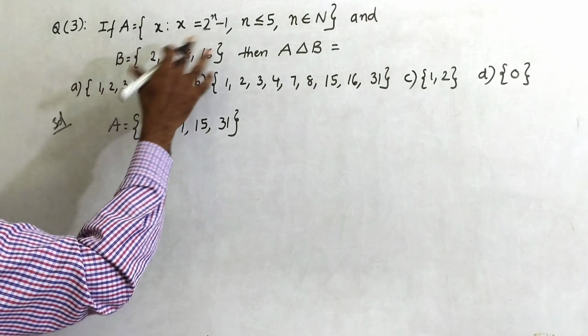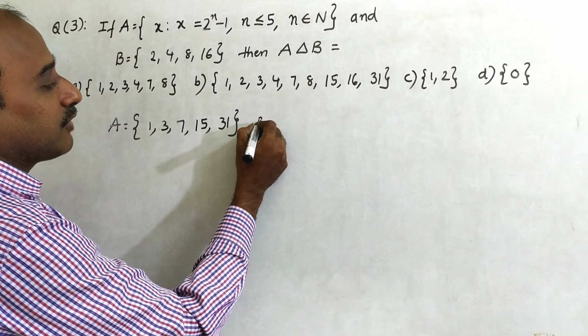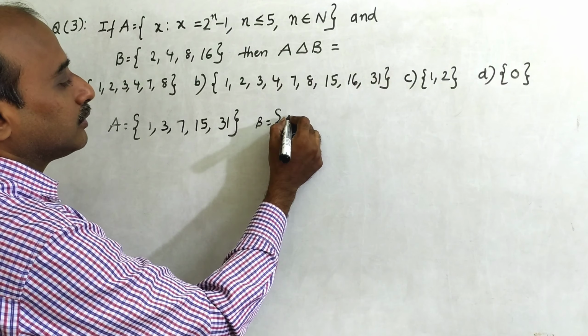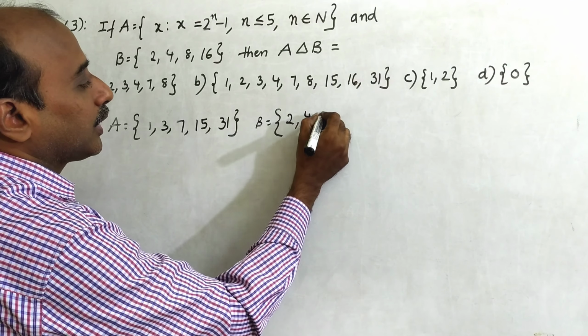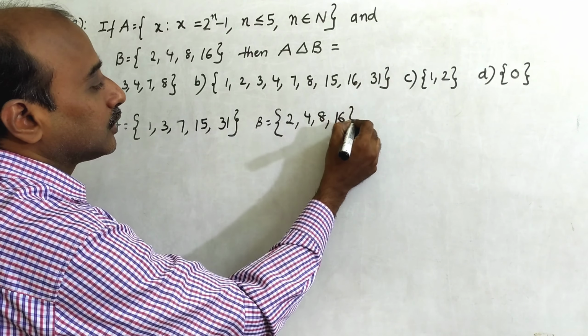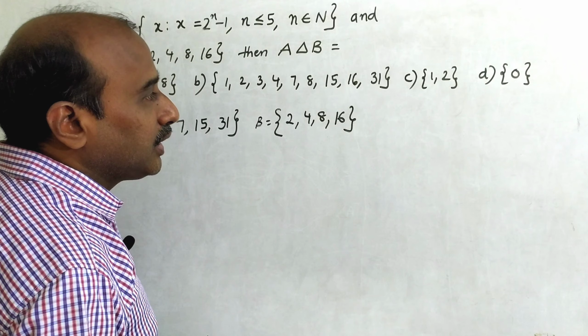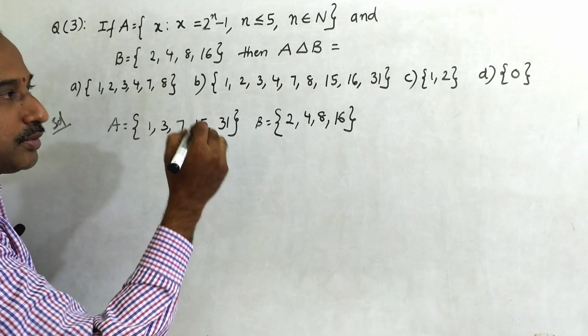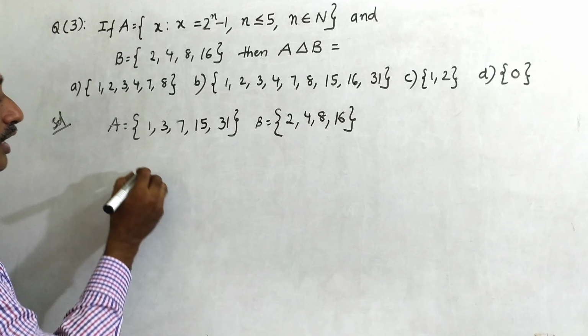Set B is given directly. What is set B? Set B is 2, 4, 8, 16. So already we told A delta B is equal to A minus B union B minus A. We have to find out first A minus B.